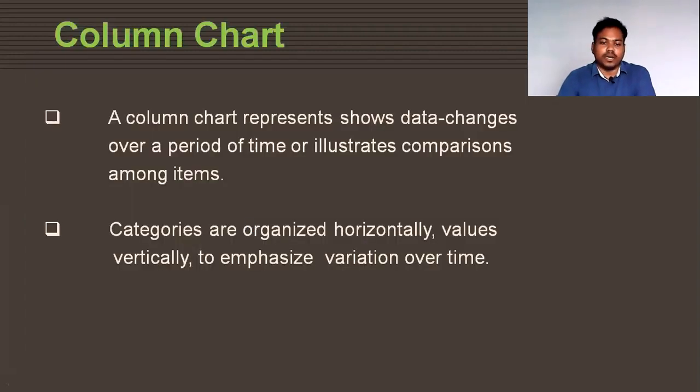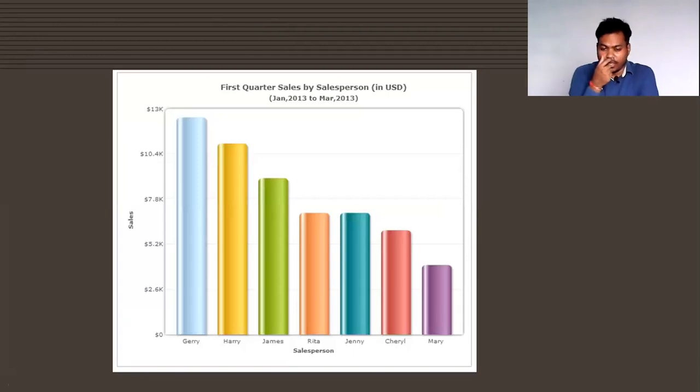Now next is the column chart. The column chart, we had seen in the starting. A column chart shows data changes over a period of time or illustrates comparison among items. Categories are organized horizontally and values vertically, to emphasize variation over time. Let's see the column chart. These are the column charts, right? Sales of different persons. As you can see, in the y-axis values are written and in the x-axis names are written. So, first quarter sales by salesperson, right? This is depicting that particular information.